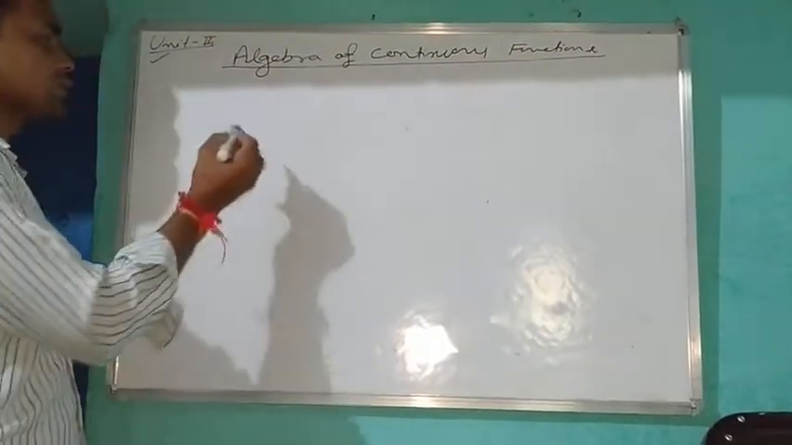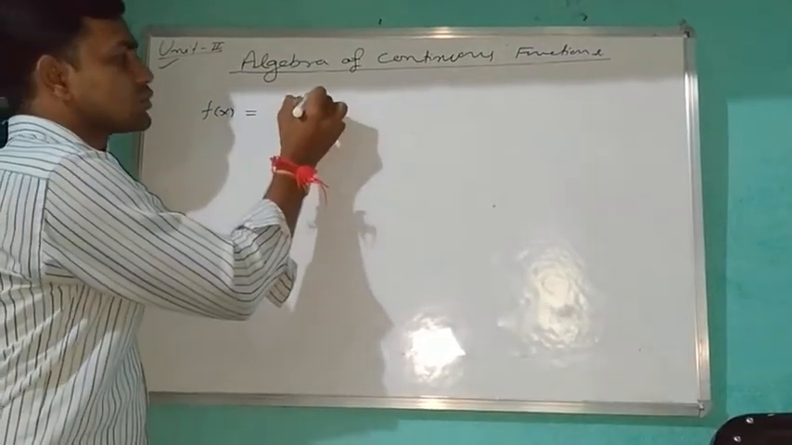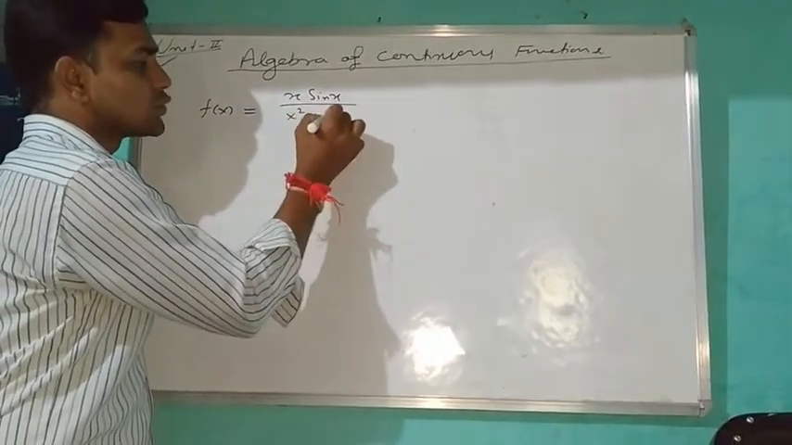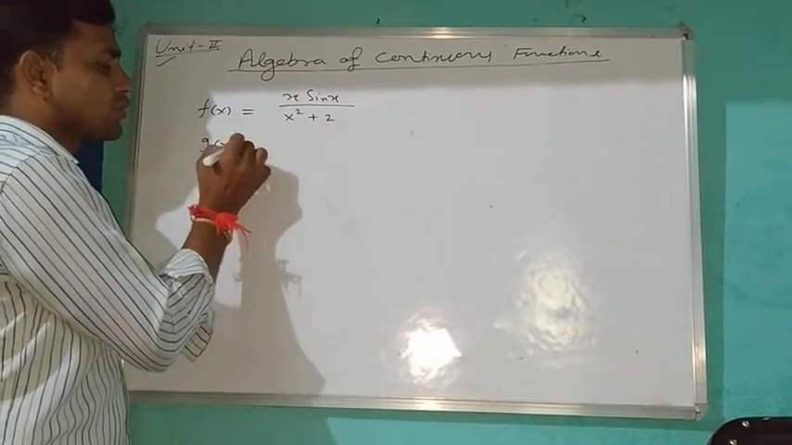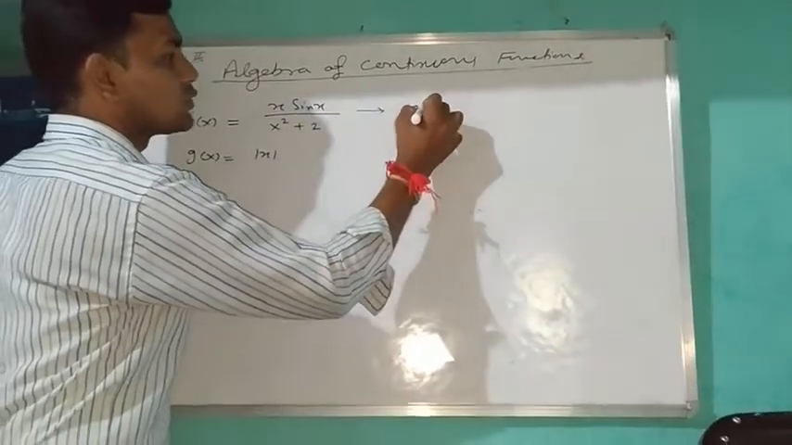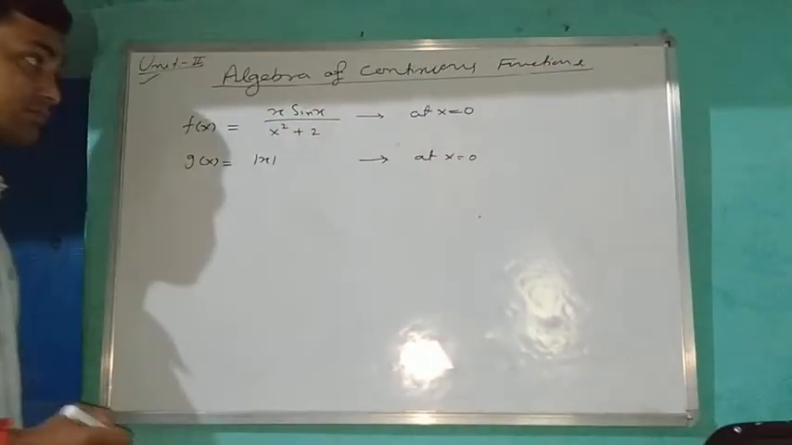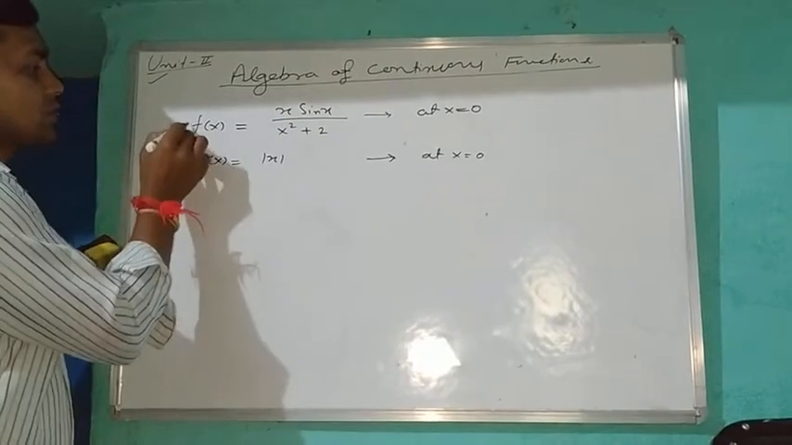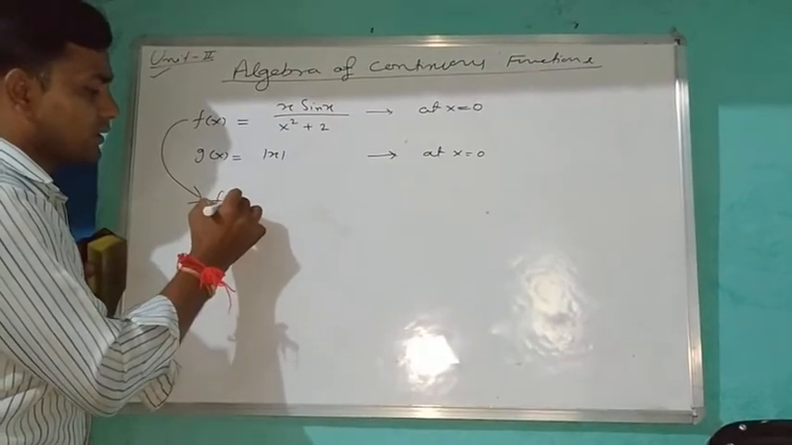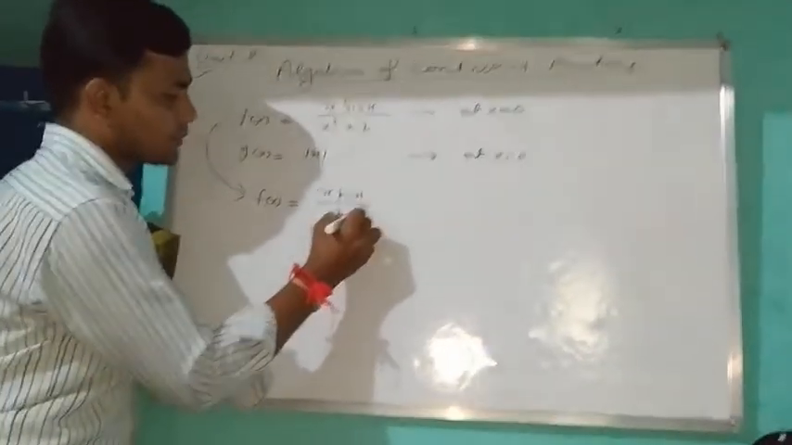Suppose that we have a function f(x) equal to x sin x upon x square plus 2, and the other function g(x) equal to mod of x, and this function is continuous at x equal to 0. Okay, and this is also continuous at x equal to 0. In this case, for f(x), if you want to find the continuity of this function, then we can write f(x) equal to x sin x upon x square plus 2.